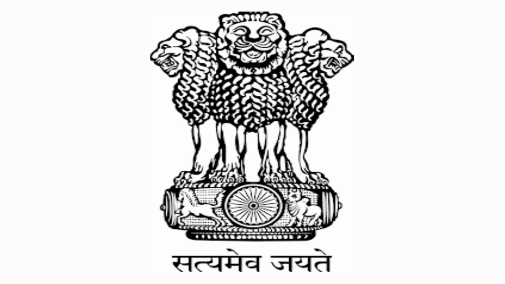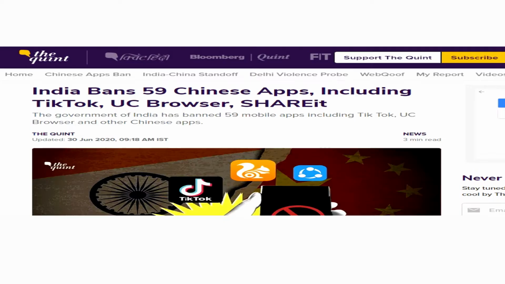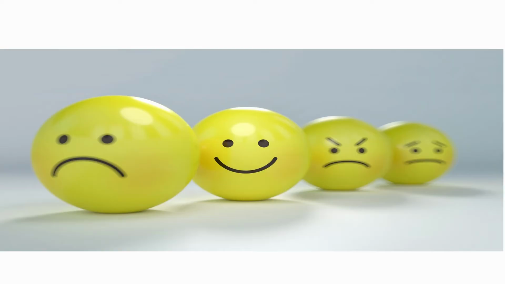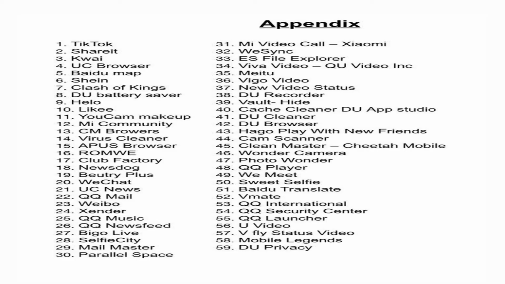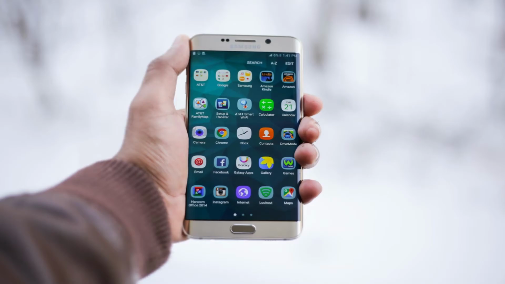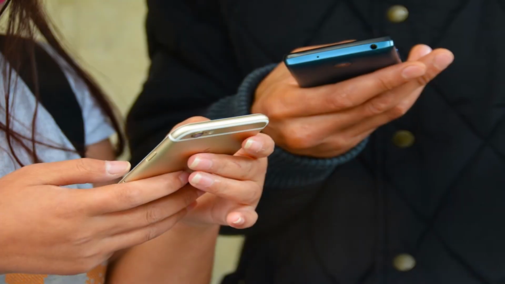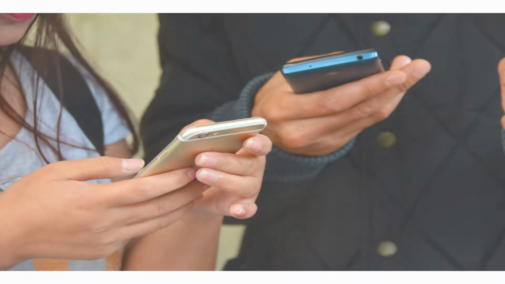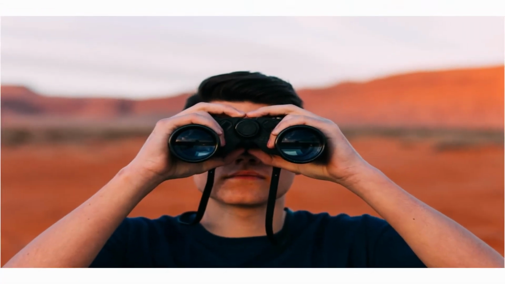So as we all know, the government of India has banned 59 apps on 29 June, which is getting mixed reactions from the people. And here is the list of 59 Chinese apps which have been banned by the government of India. Most of these apps do not seem very important, but some of these apps are very widely used by the people for their work. So let's see what can be the alternatives for these apps.